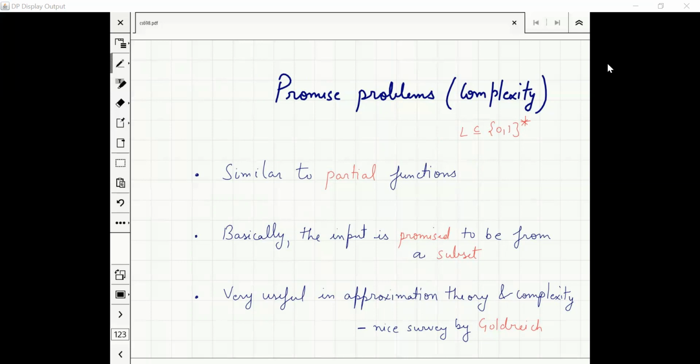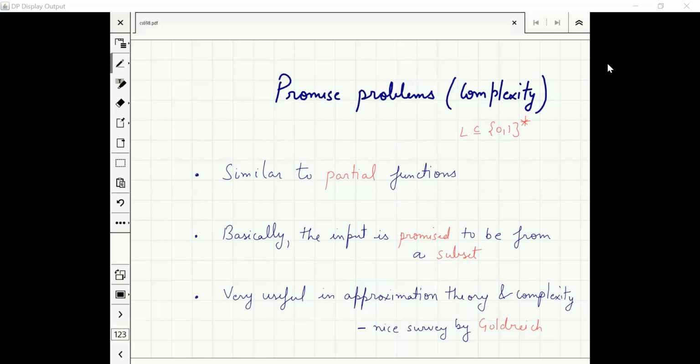I will give you an example very soon, don't worry. But these promise problems are very, very natural in approximation theory and complexity. When you want to say how well can I approximate a problem, you will get into promise problems, gap problems, partial functions. All of them are similar in spirit. The idea is you don't care about the answer on certain things.